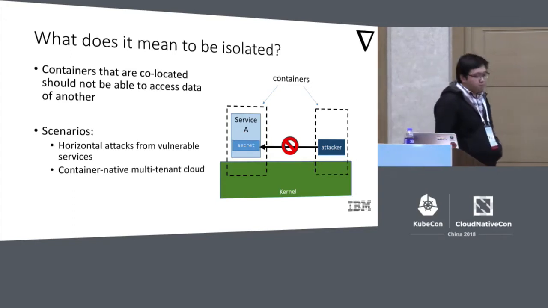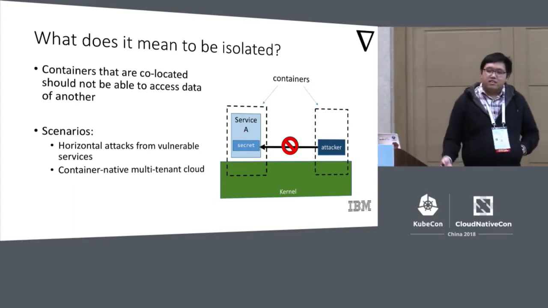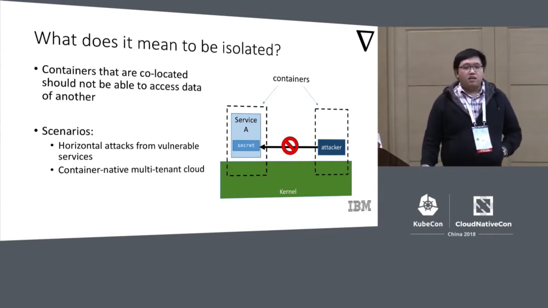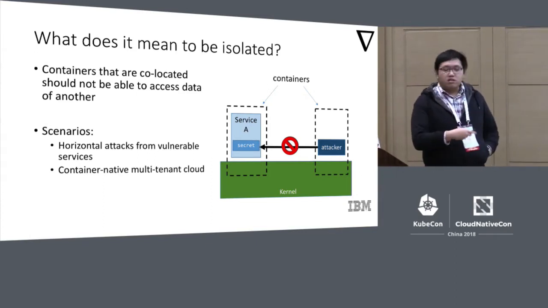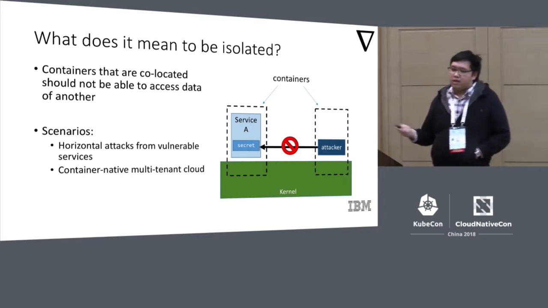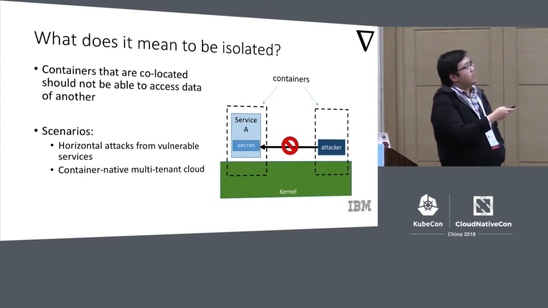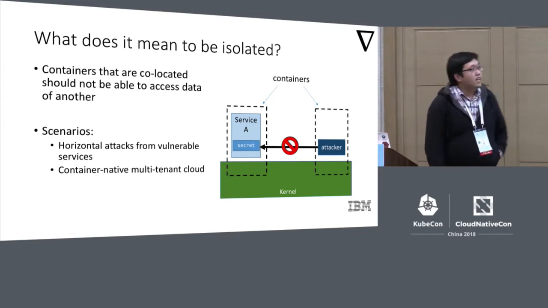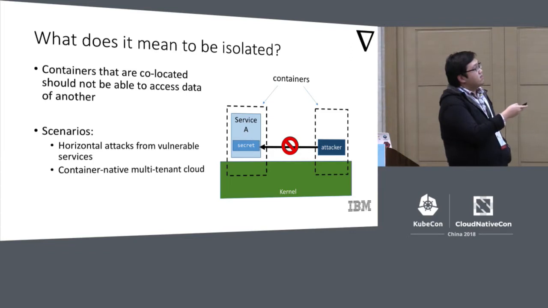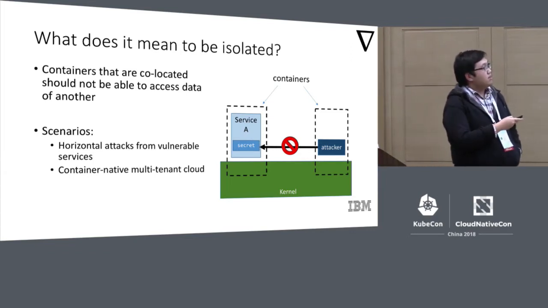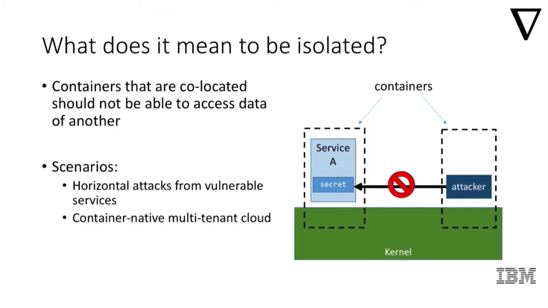All right, so what does it mean to be isolated? Let's define this first. Let's say isolation is the ability that one container or workload should not be able to access the data or the secrets of a co-located container or workload. So in this diagram over here, we have service A, our super secret service A. And if I have another container on my host, this container should not be able to access the secret in the other container.